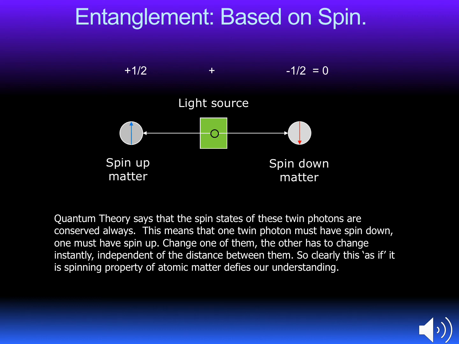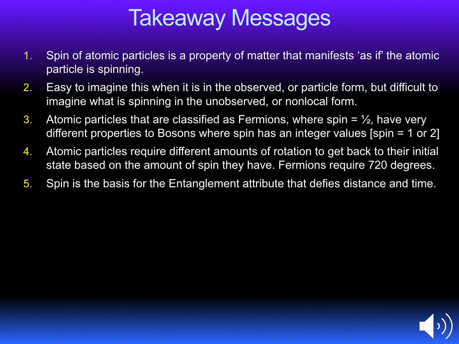So here we have another property, where this property of spin is independent of the distance between them. And again, this as-if-it-is-spinning property of atomic matter really defies our understanding. Takeaway messages. Spin of atomic particles is a property of matter that manifests as if the atomic particle is spinning. It's easy to imagine this when it's in the observed or particle form, but difficult to imagine what is spinning in the unobserved or non-local form.